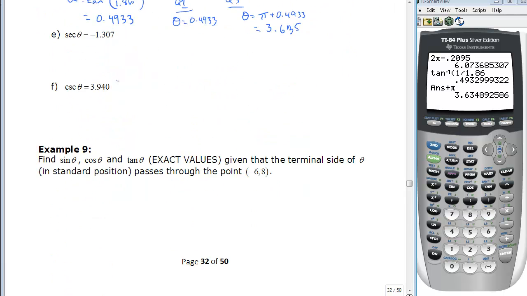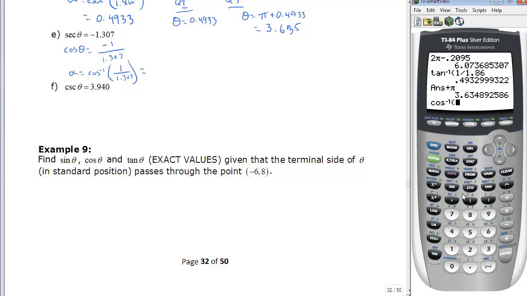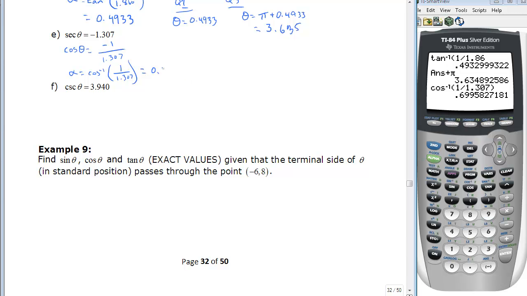So in E we have secant, but we don't want secant, we want cosine. So we take the reciprocal, put the negative on top. But when we find the reference angle, we ignore the negative, so it's just with the positive. So the reference angle then is going to be cosine inverse of 1 over 1.307. And that's going to give us 0.6996 rounded to 4 significant digits.